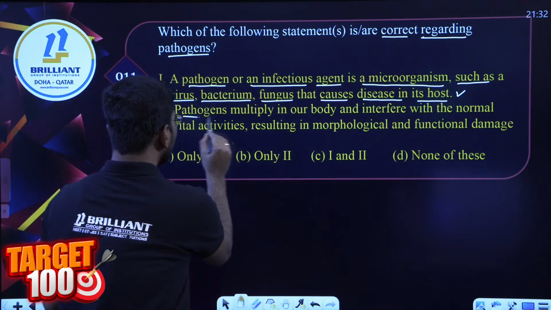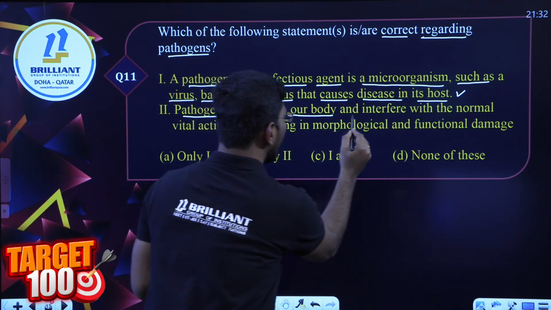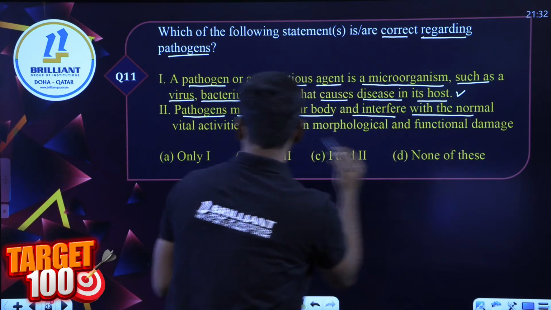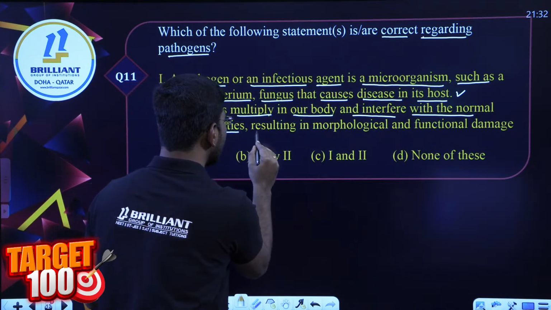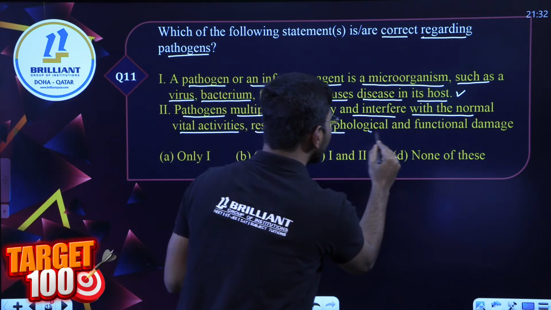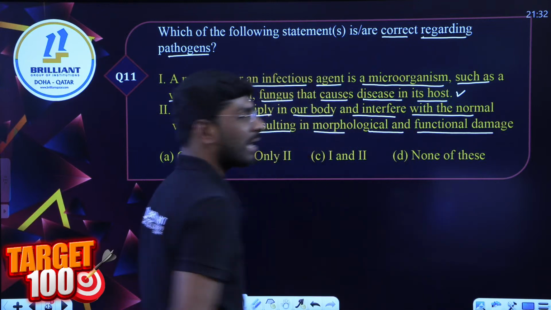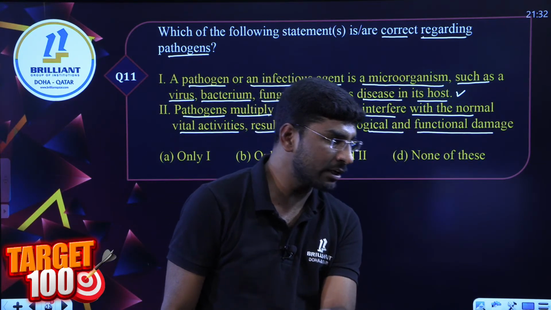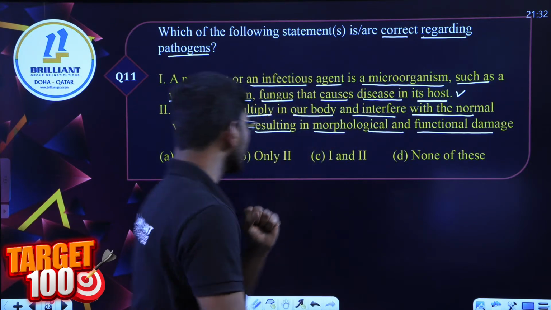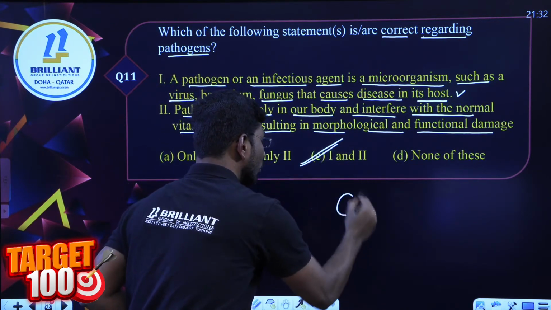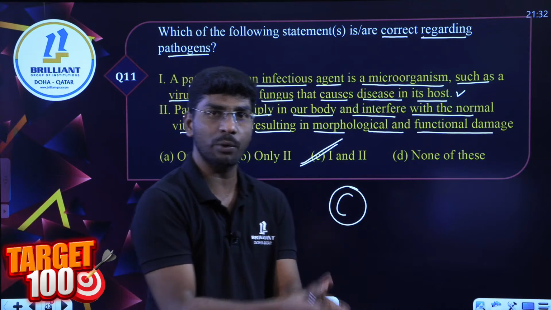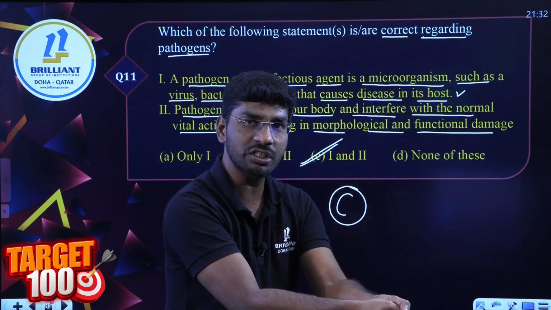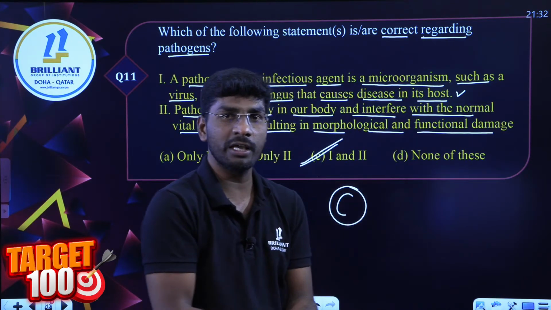Next, pathogens multiply in our body and interfere with the normal vital activity, resulting in morphological and functional damage. Yes, absolutely right. All of you following me, right? Correct. So the answer is 1 and 2. Pathogens are the ones which damage the host body.